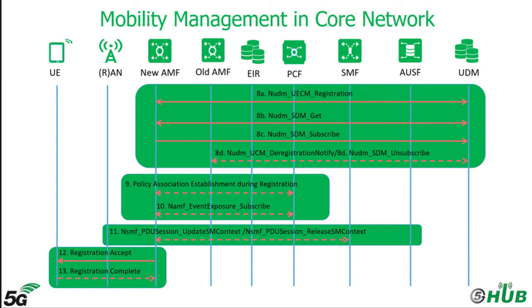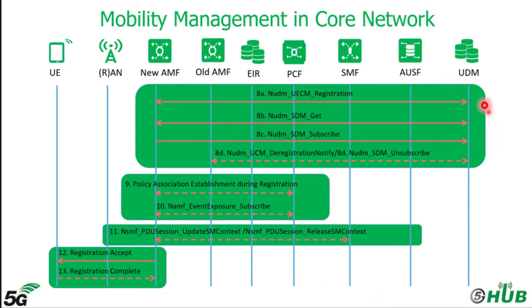Here, the AMF obtains access and mobility subscription data from the UDM, and the SMF in this case selects the subscription data. The new AMF also provides the access type of the serving user equipment to the UDM, and the access type is set to 3GPP access. The UDM stores the associated access type and serving AMF in the UDR. After obtaining the mobility subscription context from the UDM, the new AMF sets up an AM context for the user equipment and subscribes to related status from the UDM.